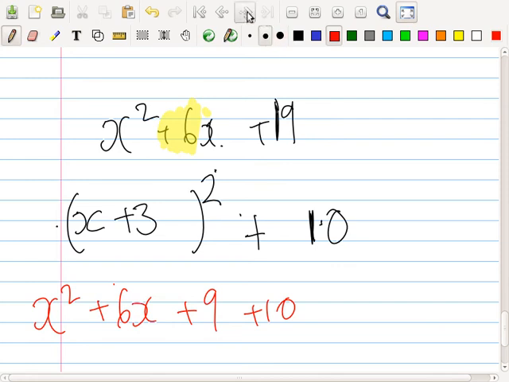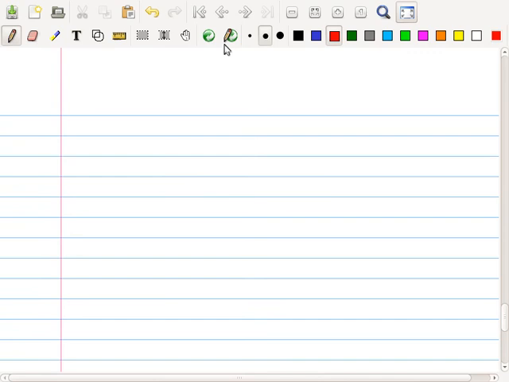Let's look at one that's a little bit more difficult. Let's say with a minus. x squared minus 4x plus 1. Okay.